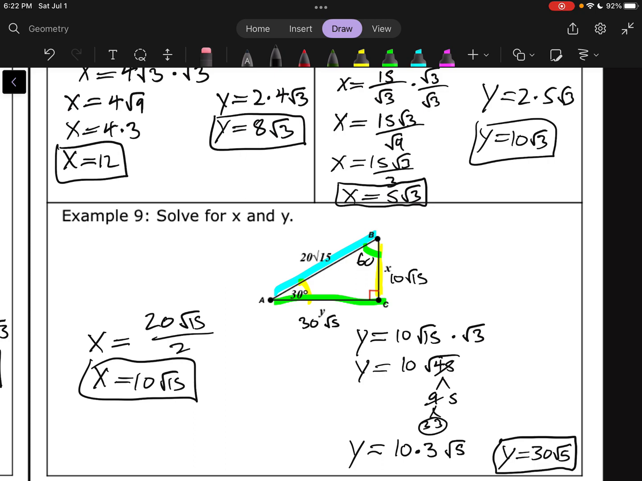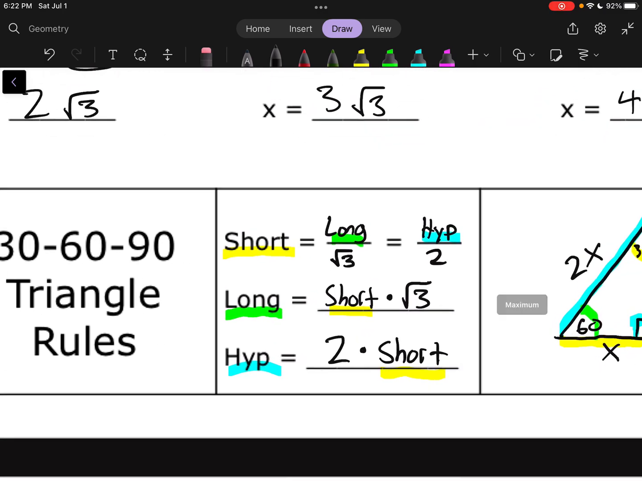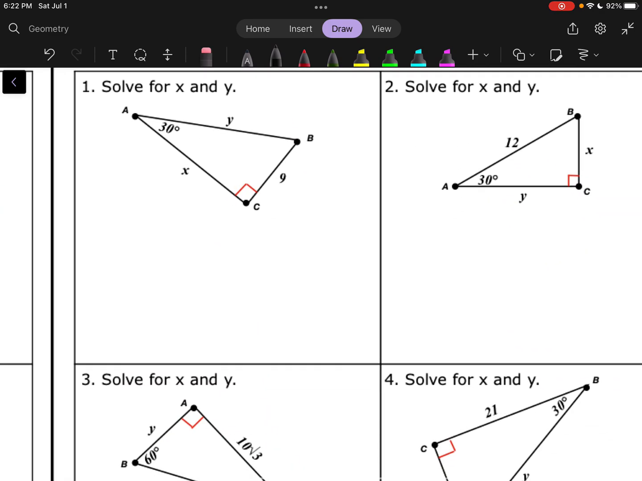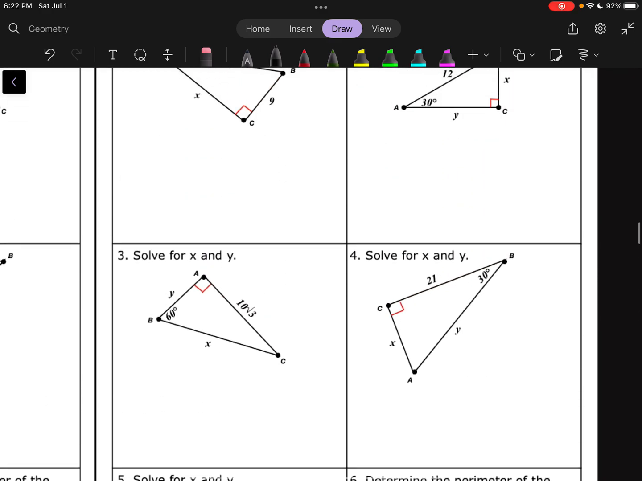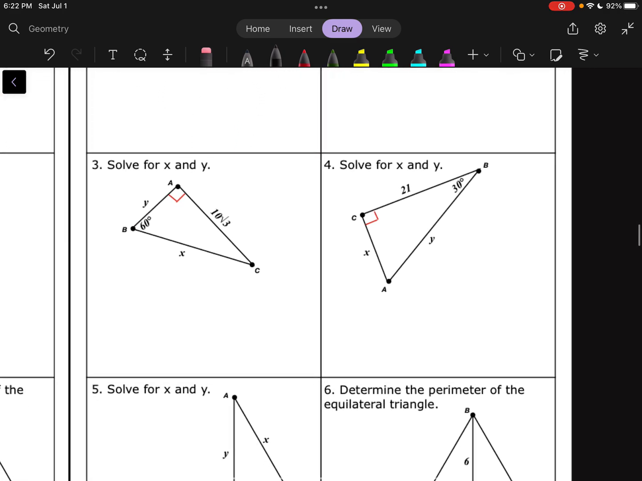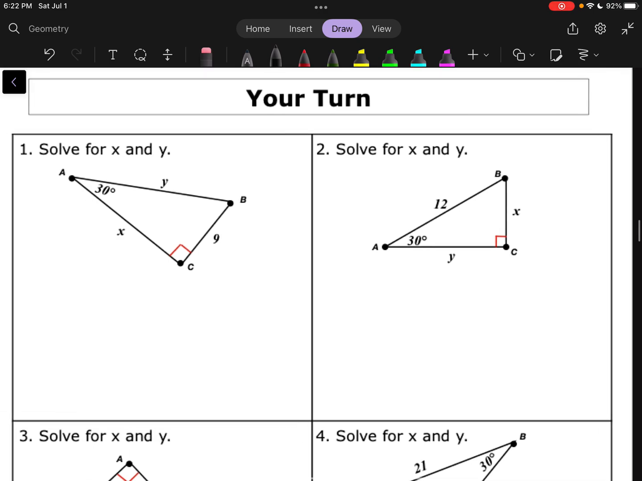So 10 root 15, 30 root 5, and 20 root 15. Some pretty crazy radicals in there. All right, hopefully you're catching on to the pattern there, and remember, just keep referring back to these rules here. This is what you got to know. So your turn to shine. Go ahead and try those your turn problems. Bunch of basic ones at the front there, and then we slowly get a little trickier. Give those a shot, and then come back and check when you're ready to see how you did.